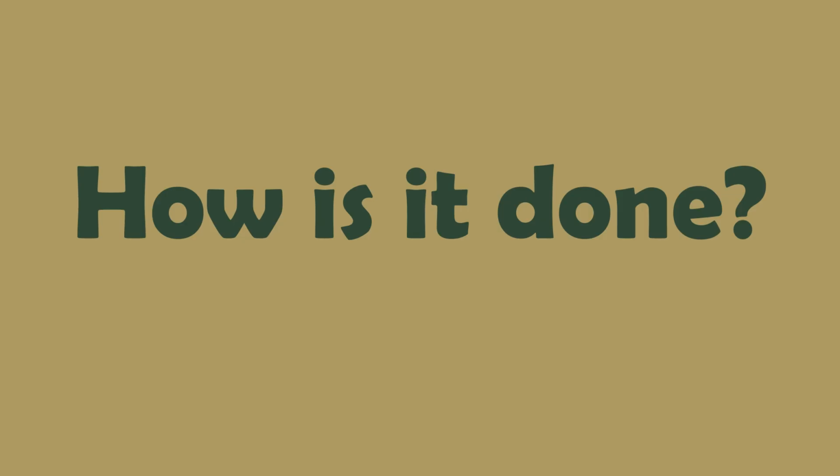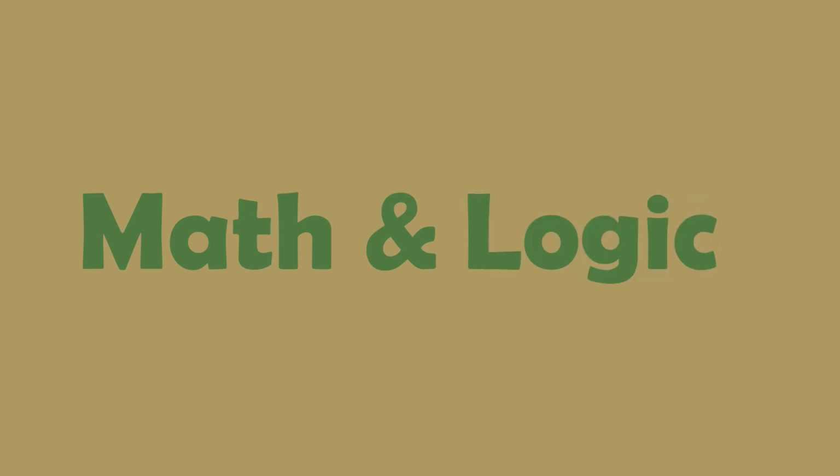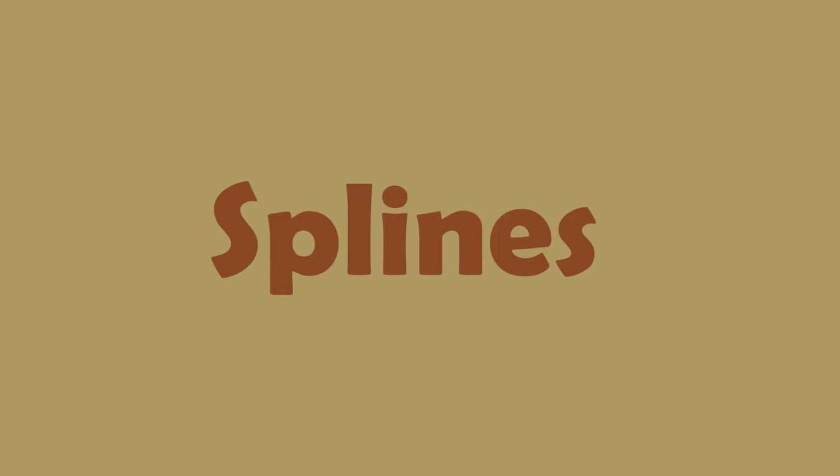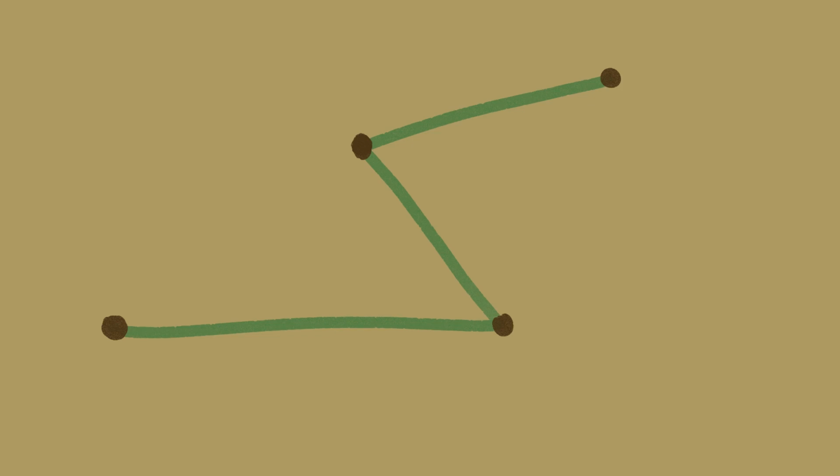How is it done? With math and logic. Some mathematical expressions can describe, for example, the curved shape of a plant's stem. One of the implementations of these curves are splines, which simply put are smooth, flexible curves that are defined by a set of points that are connected smoothly rather than being connected by straight lines.